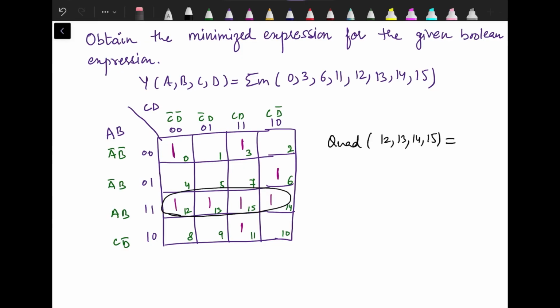Since these minterms are spread across all the columns, C and D change when we move from here to here. So C and D are not there in the expression, while from this side, A is 1 and B is 1, so the expression is AB.